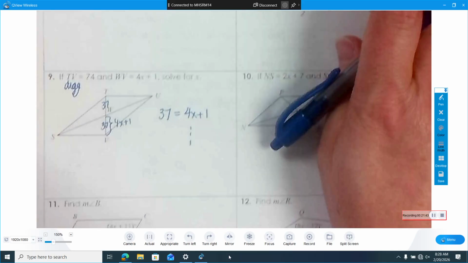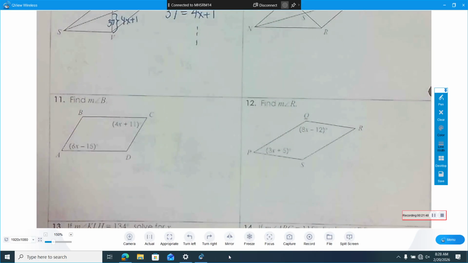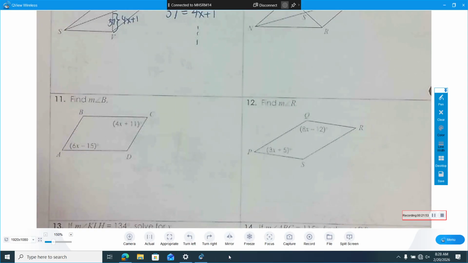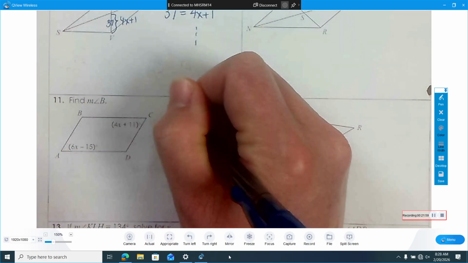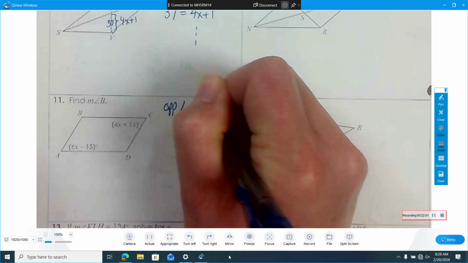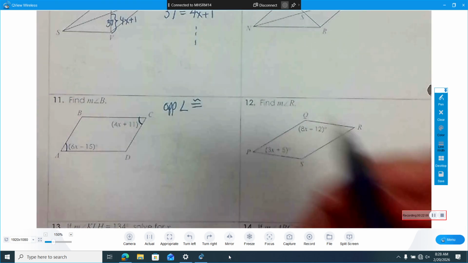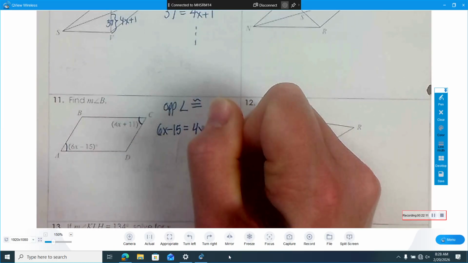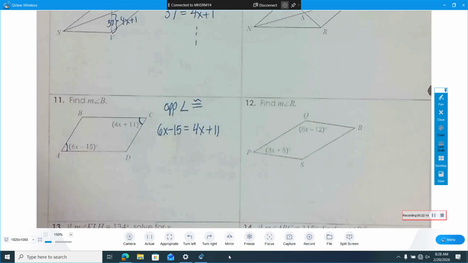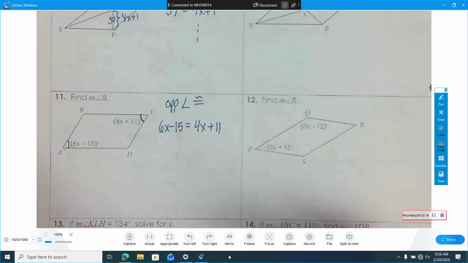Let's go to number 11. Look at the information they gave us. What can we do with that information? Opposite angles are congruent. So what equation can we write? 6x minus 15 equals 4x plus 11. You guys are both on the same page. That's good. So let's solve for x on this one real fast.